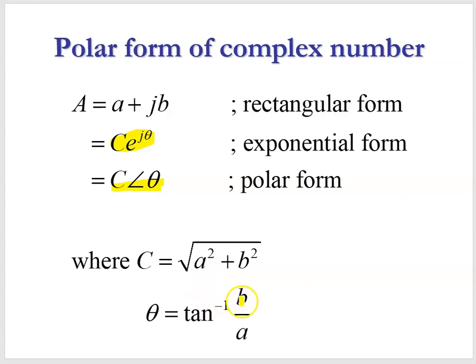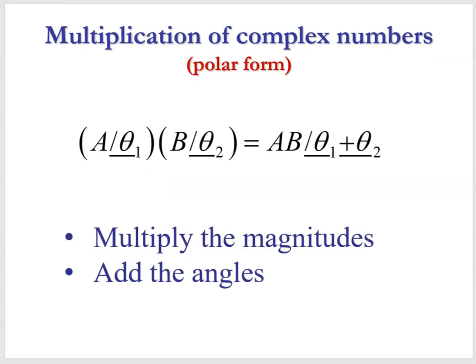Again, where theta in general is our tan inverse of b over a as long as a is greater than 0, and the c there is the square root of a squared plus b squared. That's the magnitude or the length of the vector. That's the angle of the vector relative to the positive x-axis.